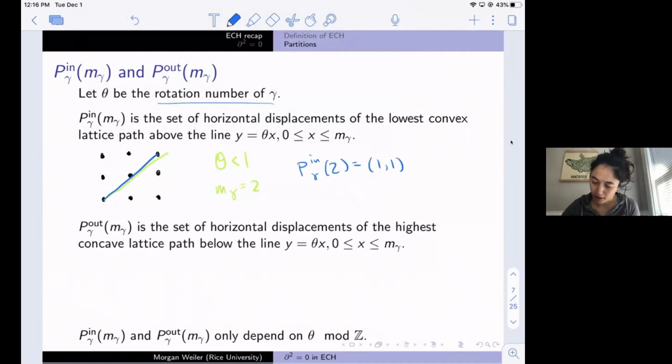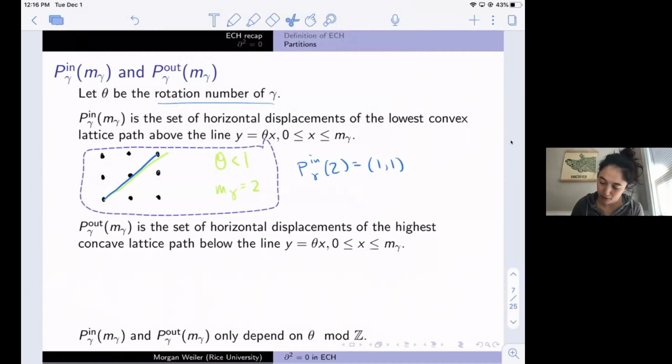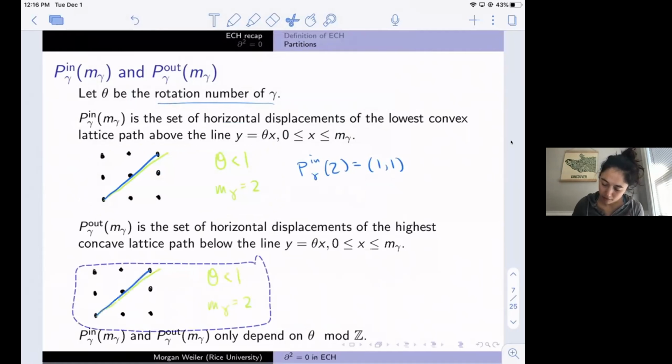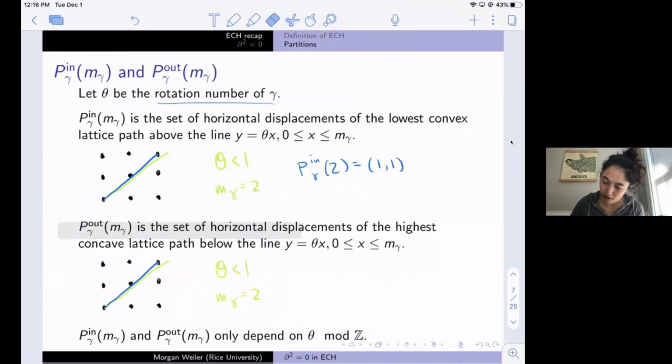And if I have the same situation for P out, P out is defined similarly, but it's the horizontal displacements of the highest concave lattice path below the same line. So here it's going to be this. So P out in this situation is going to be just 2. And an important fact that's proved later in the paper that we're not going to prove is that these partitions depend only on theta mod z.